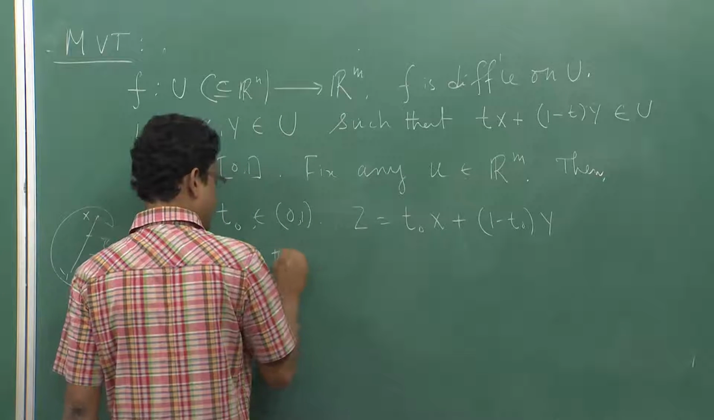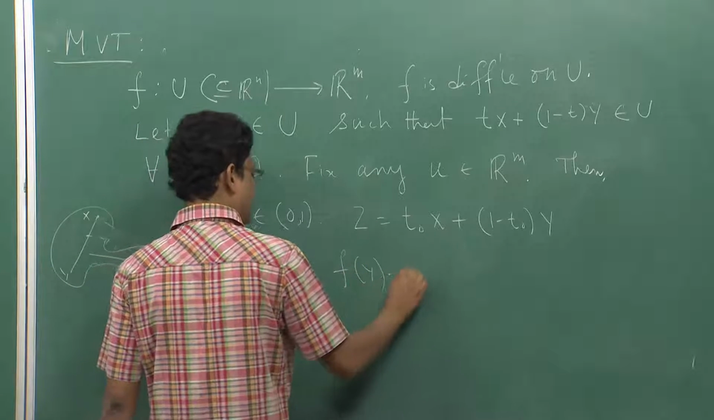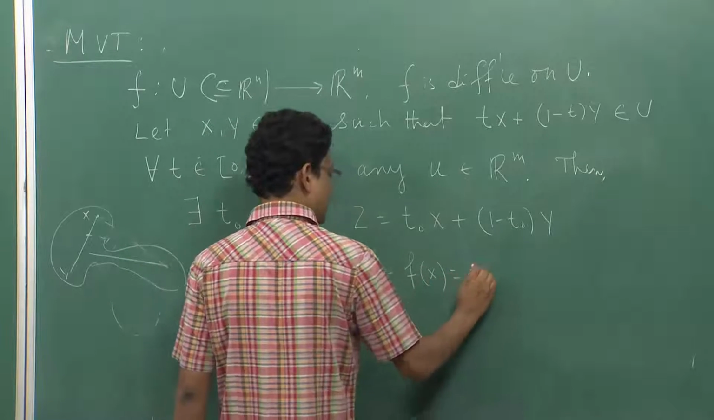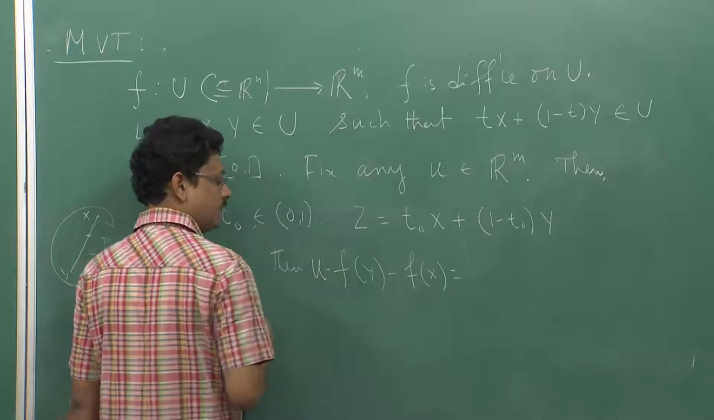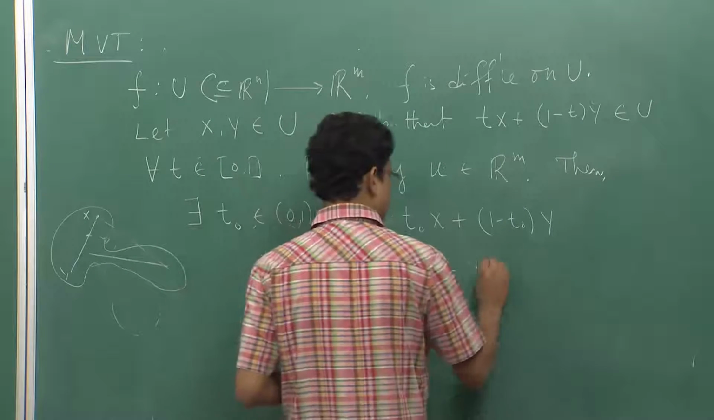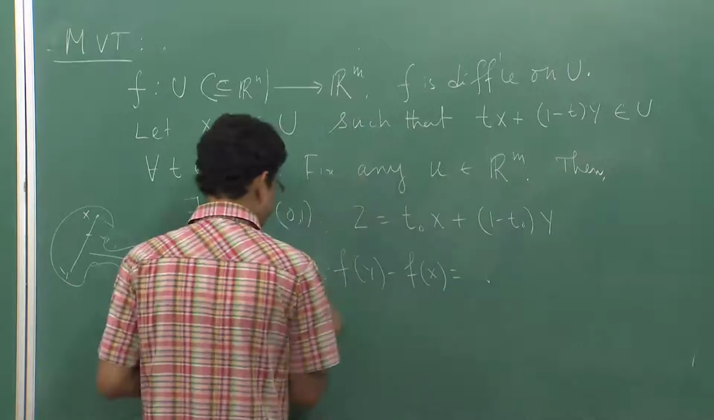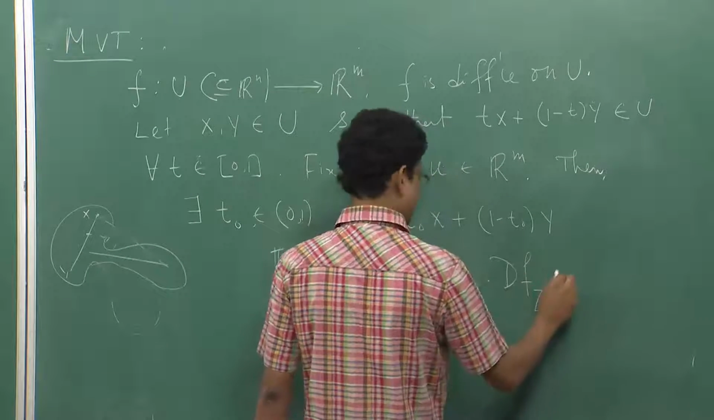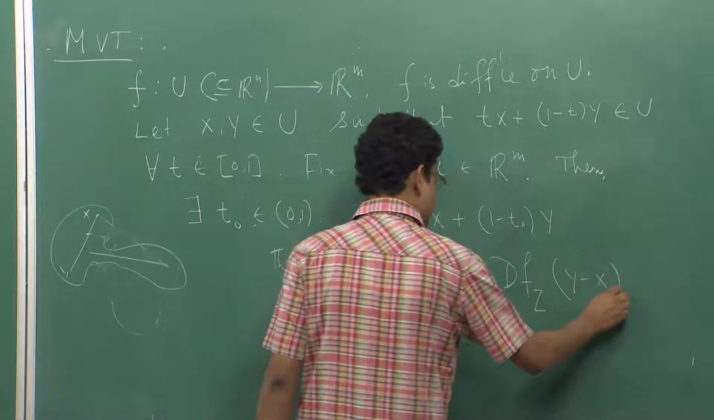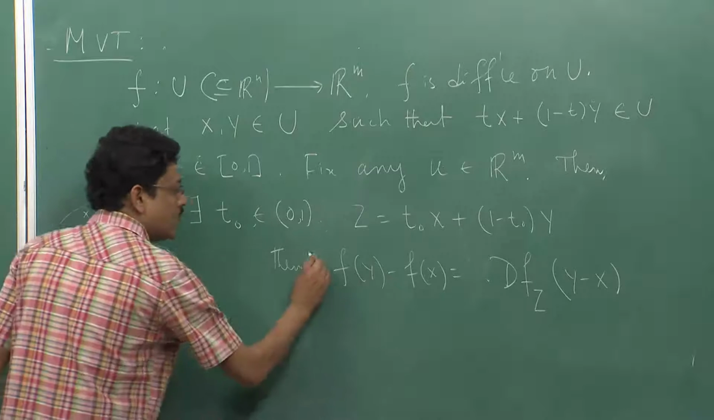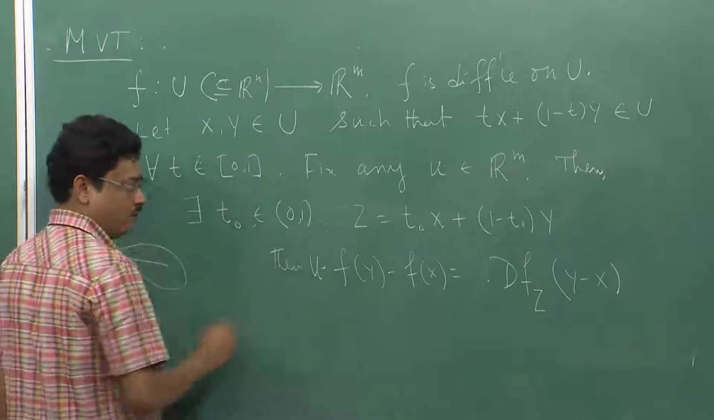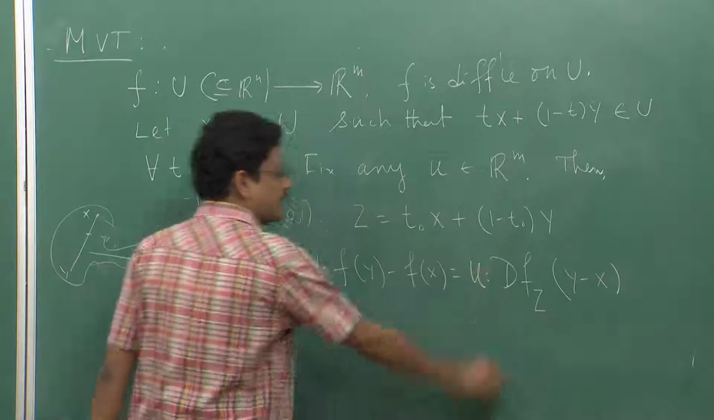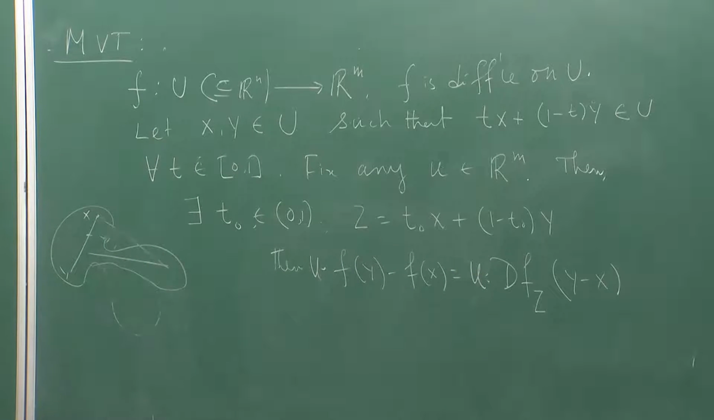f y minus f x equal to, okay, I have to fix, look at its direction. Okay, let me write it later. What does the direction mean? F z at y acting at y minus x, which is not true. So, you have to look at it from the direction of u, left hand side and right hand side. This is the correct statement for MVT for functions of several variables, and the proof is extremely easy.